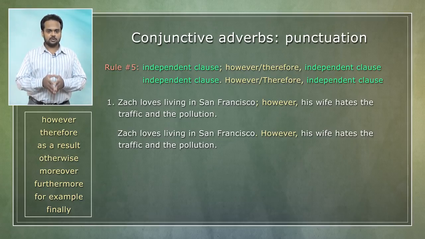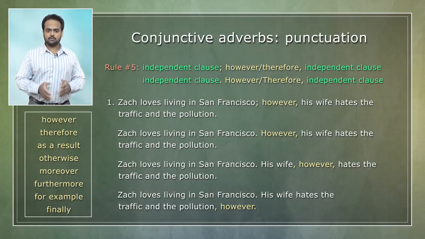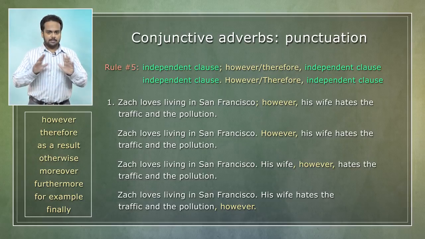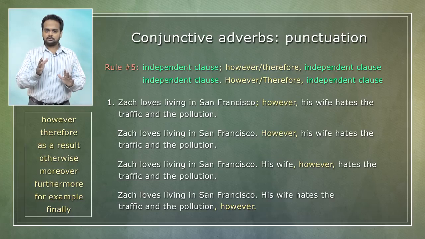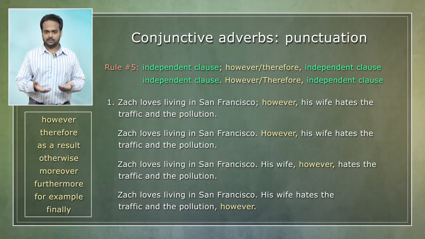Sometimes you will see the conjunctive adverb in the middle or end position, like you see on the screen now. All of these mean the same thing. Notice that when however is in the middle, it is interrupting the sentence. So we put a comma before and after to make it easy to read.